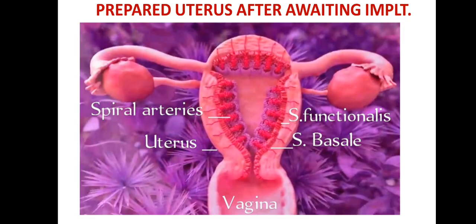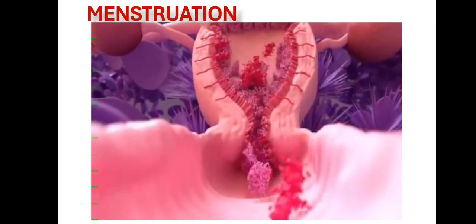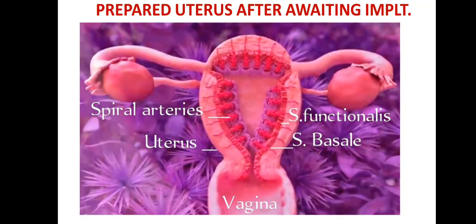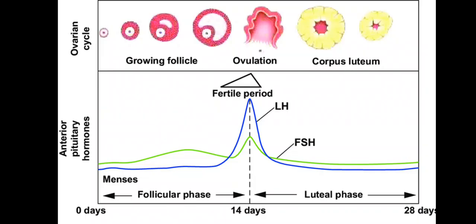Okay? Then, prepared uterus after awaiting implantation. You can even see the same things. The spiral arteries are waiting here. The blood is well supplied to this particular uterus. But if there's no fertilization, menstruation, from day 14 to day 28, this uterus lining is just waiting. It's just waiting until day 28. If nothing is happening, then the corpus luteum, which I talked about, which was producing progesterone, is going to die.